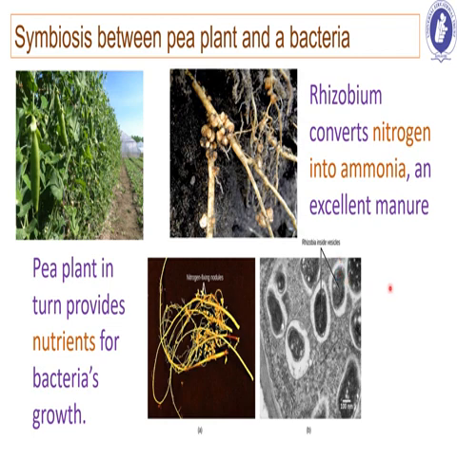How is that happening? Rhizobium can convert nitrogen into ammonia. That ammonia is an excellent manure. It will help the pea plant to grow well. In return, pea plant provides nutrients for the bacteria's growth.